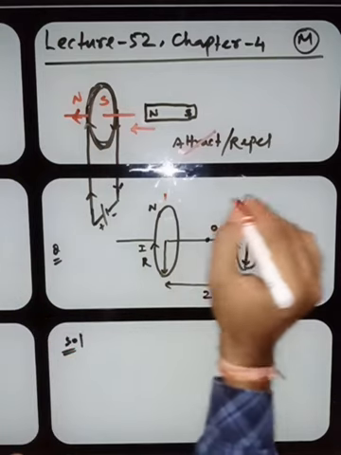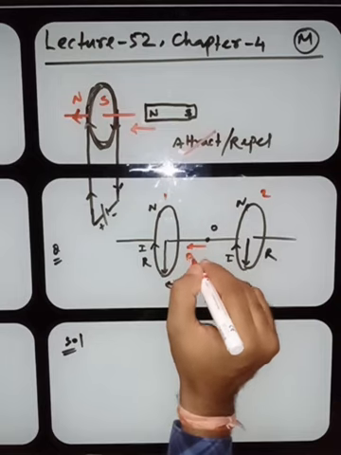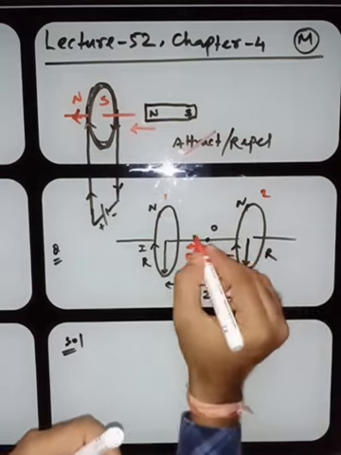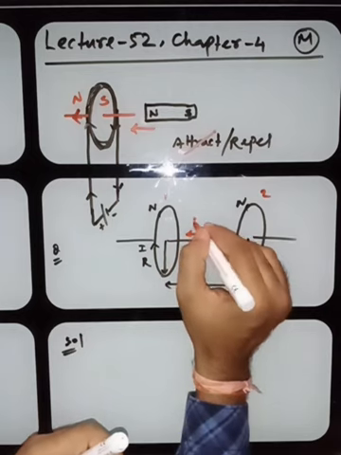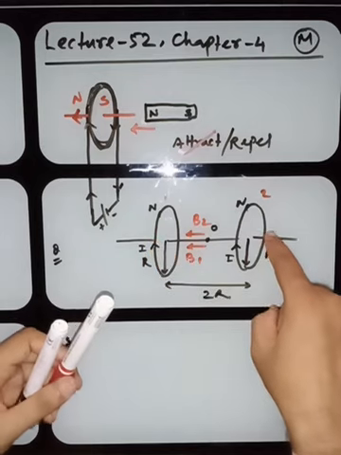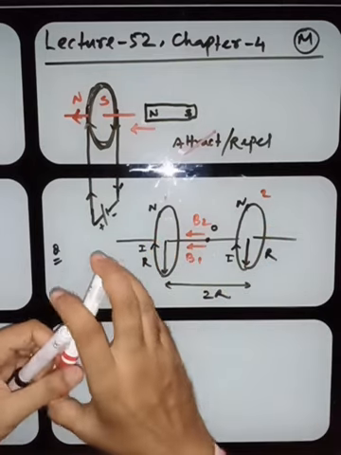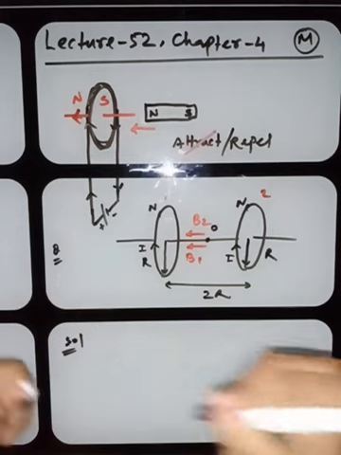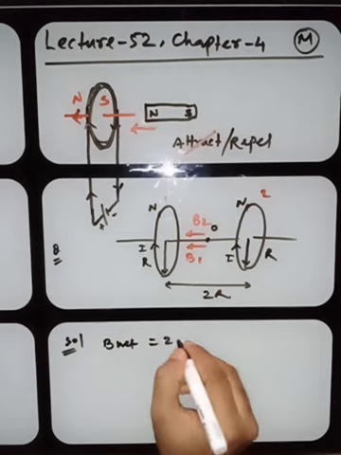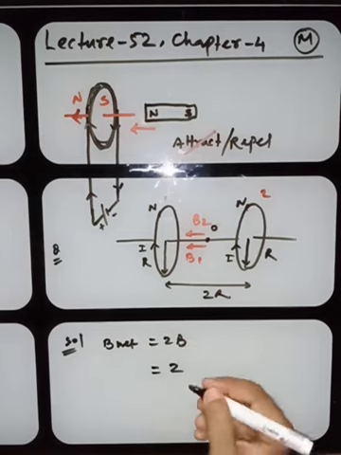Suppose this is coil 1 and this is coil 2. Here the magnetic field due to coil 1 is B1 in this direction, and due to this one also in the same direction because the current is the same, so B2. Here all the specifications are the same, even the distances are the same, so B1 and B2 will have the same magnitude. So B net we can write as twice B.